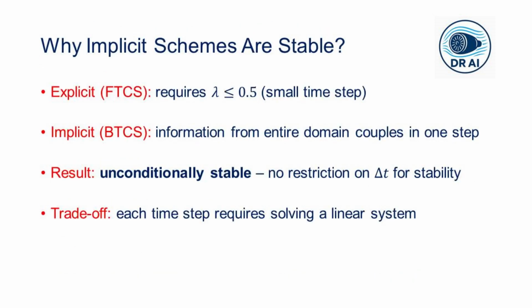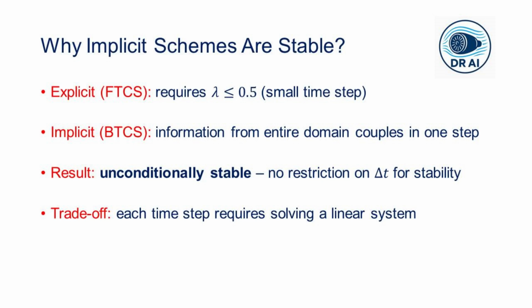Now, before we dive into the math, let us build some intuition. In an explicit scheme like forward in time, centered in space, which we have already discussed, the stability condition was that lambda must be less than or equal to half. That means if you double the grid resolution, making delta x half as large, you have to make delta t 4 times smaller to keep lambda constant. So that's a severe restriction, especially for long time simulations.